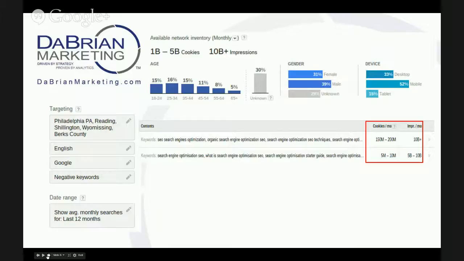So again, speaking to the target audience with relevant information that is consistent with their expectations is critical to the process.